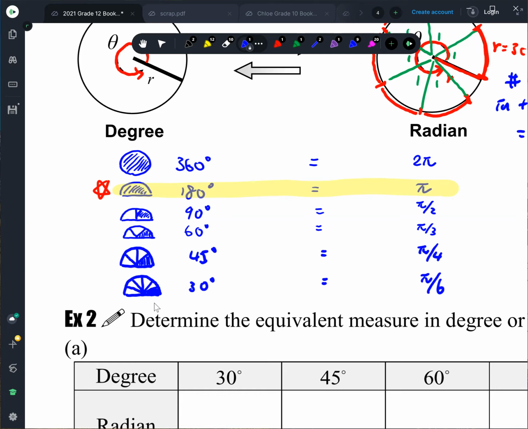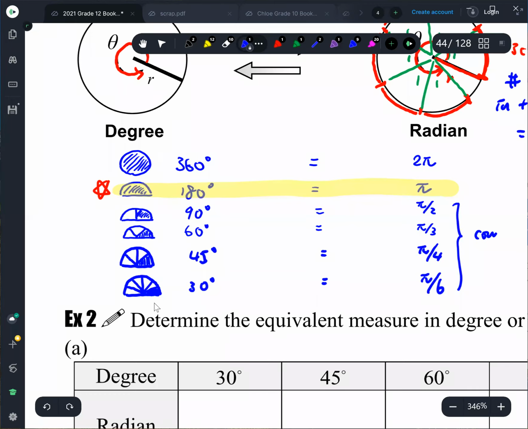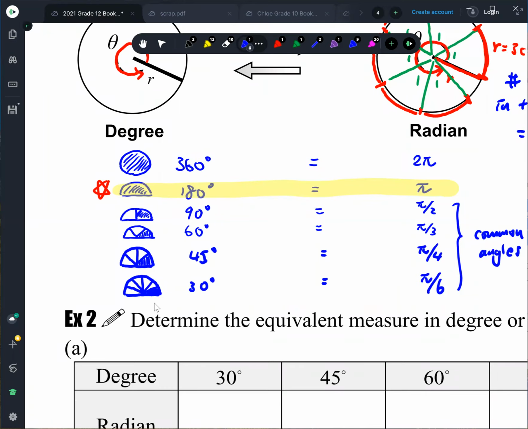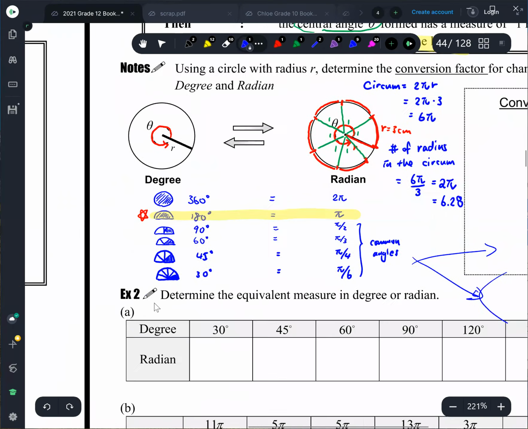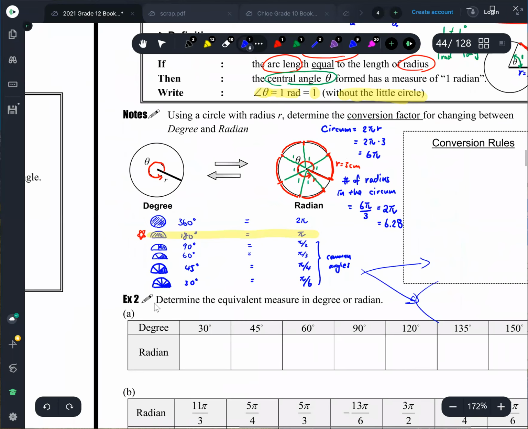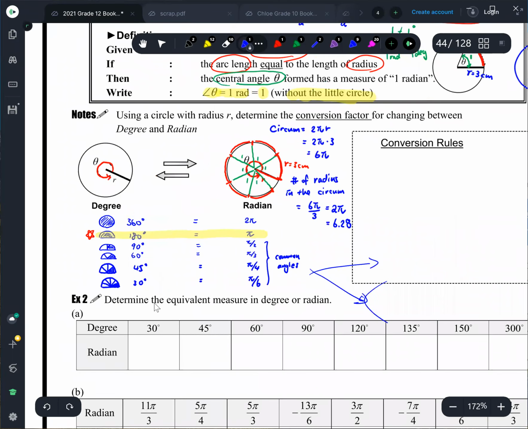Okay, so it all starts with a half a circle. These are the common ones. Okay, common angles. So you need to memorize them. Okay, but I don't like to memorize. You just remember the half a circle is pi. Okay. Any questions so far? So this is the conversion rule. Okay, we have 180 degree is pi, and then using that you can get everything else.